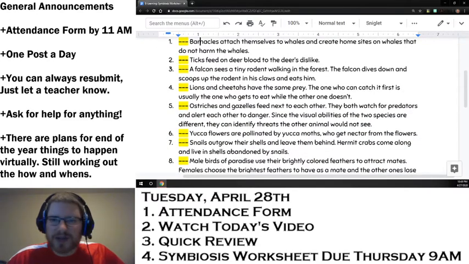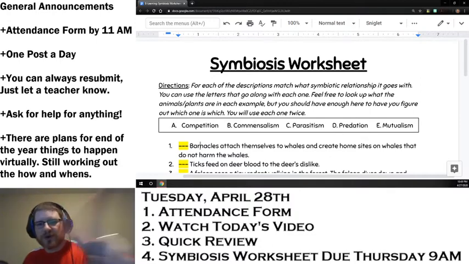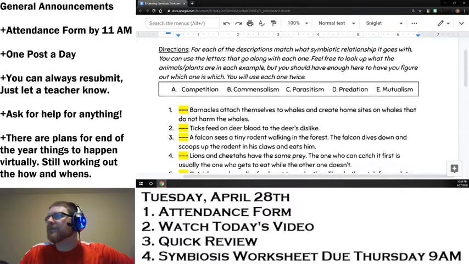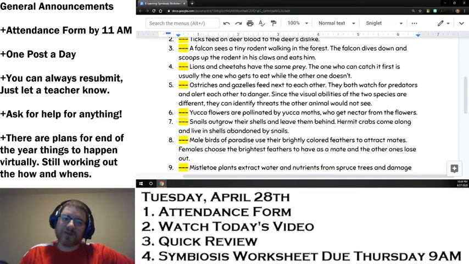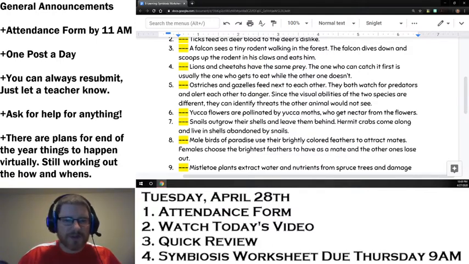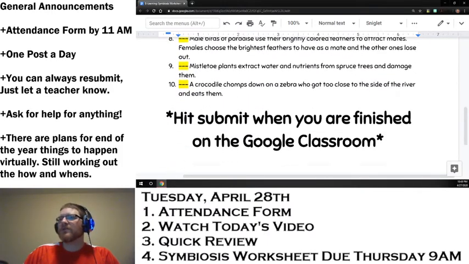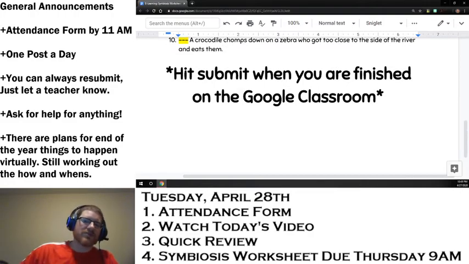When you want to have your answer, you're going to use each option twice. So there's going to be 2 competitions, 2 commensalisms, 2 parasitisms, 2 predations, and 2 mutualisms. 2 is the magic number for today. As you're going through that, keep that in mind. As soon as you find the 2 mutualisms, there shouldn't be any more. If there is, you might want to consult the notes from yesterday to see what that stuff really entails. If you're still getting confused on things, you can always email me. I'll give you an example or something to set you straight. I'm not just going to say the answer is E, but I'll give you something else to ponder and think about. And then, as always, hit submit when you're finished on Google Classroom.